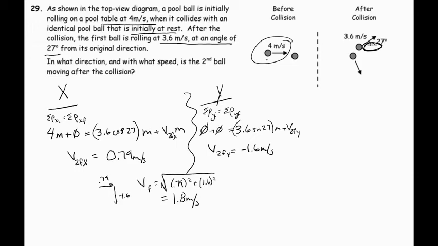And then if we want to figure out what the angle is, we're looking at this here. If we want to figure out what that angle is, we're going to have tan theta equals 1.6 divided by 0.79. And we end up getting theta is 64 degrees.